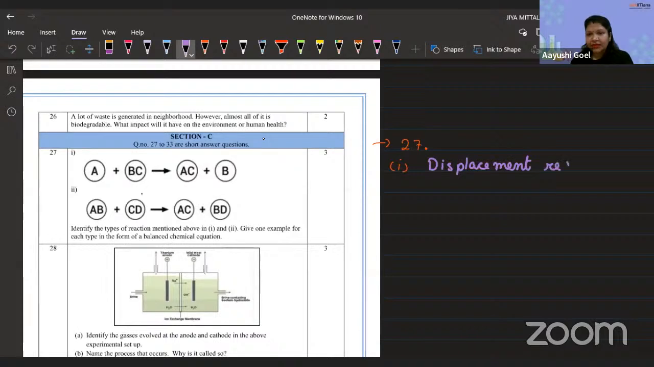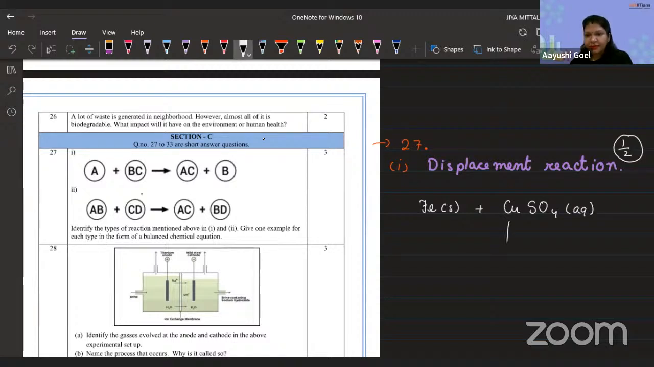Displacement reaction. And they are asking you to give the example also. So if you write displacement reaction, you will get the half mark. There are innumerable examples. Let's take just one example. Let's say that we have Fe solid reacting with copper sulfate aqueous. So in this case, we'll be getting FeSO4 plus copper. If you're not writing the color, that is okay, but write the states there.